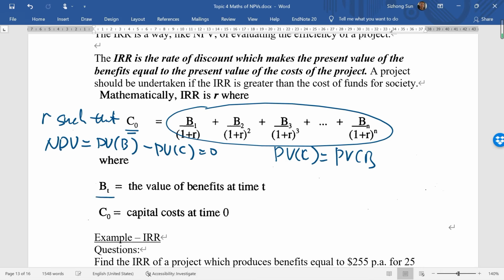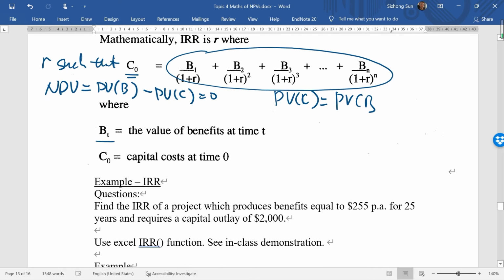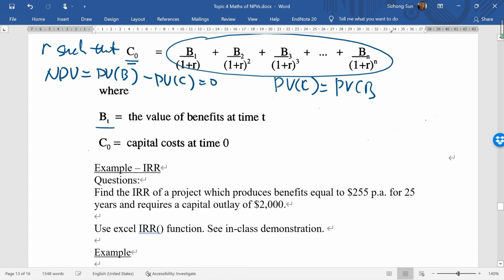So we want to calculate this. Essentially, we want to calculate R. That means we want to solve for this high-order polynomial function. It might seem daunting. Fortunately, we have computers that can help us.